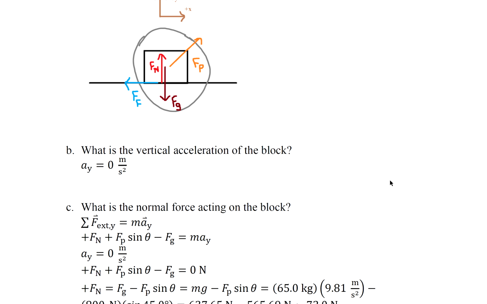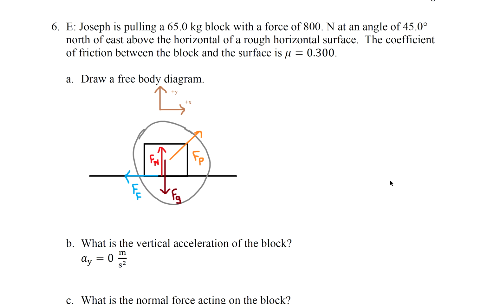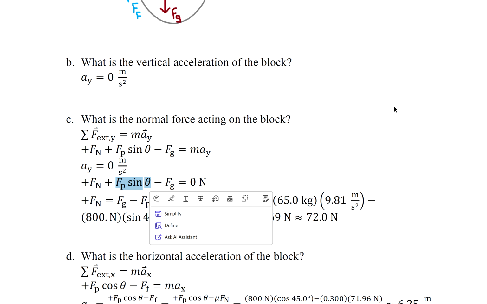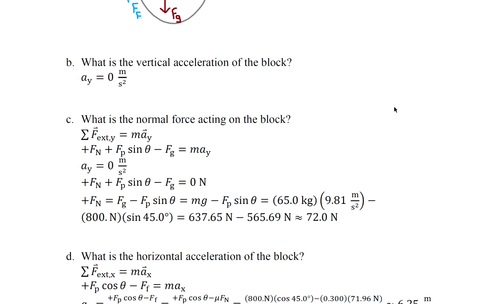What forces do we have? Plus force of normal, plus force of pull sine of theta, minus force of gravity. So we have two forces pointing up and one force pointing down. So this is new, but we haven't seen it in previous problems in this video. So solve for force normal. It's about 72 newtons.